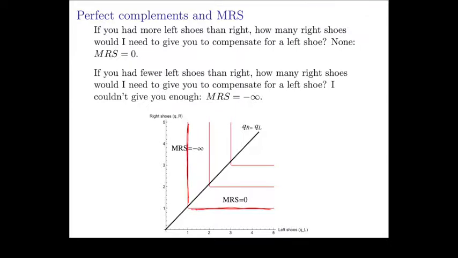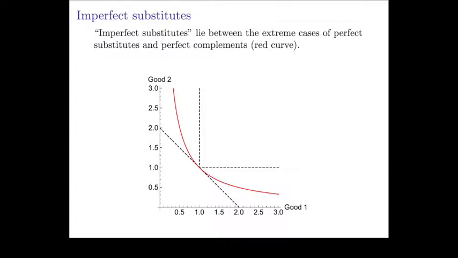At the corners, however, you don't have a well-defined marginal rate of substitution, because there's a kink in your utility function. And this comes from the fact that the minimum function isn't differentiable there. We don't worry too much about that. Okay, now what about imperfect substitutes? We've seen perfect substitutes, we've seen perfect complements. What about in between? So imperfect substitutes lie in between those two.